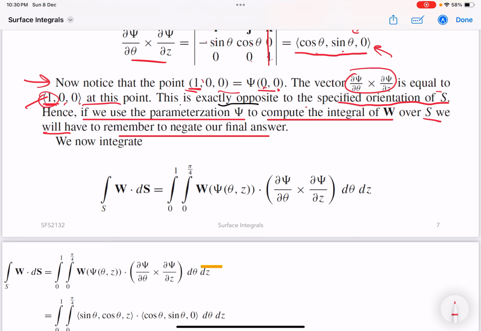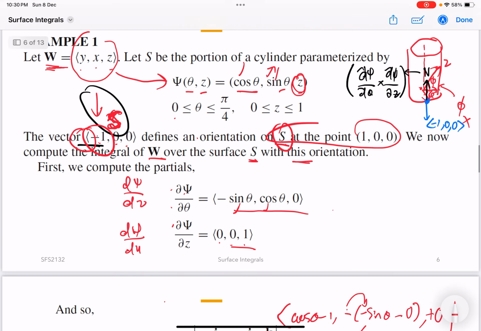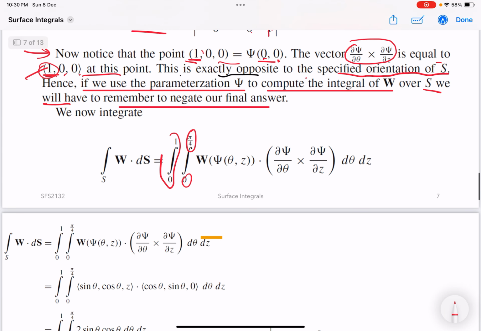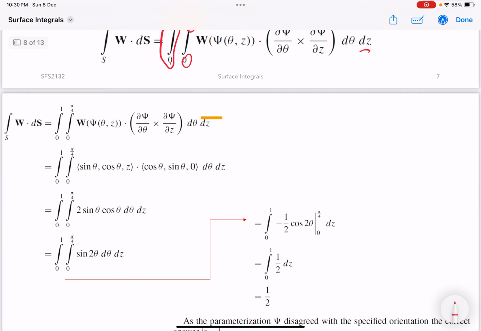Alright, so with d theta first, from 0 to pi over 4. So theta sits here, from 0 to pi over 4. And then the second integral is of z from 0 to 1. So this is the thing that we are going to integrate step by step. It's not difficult, but it's quite straightforward.